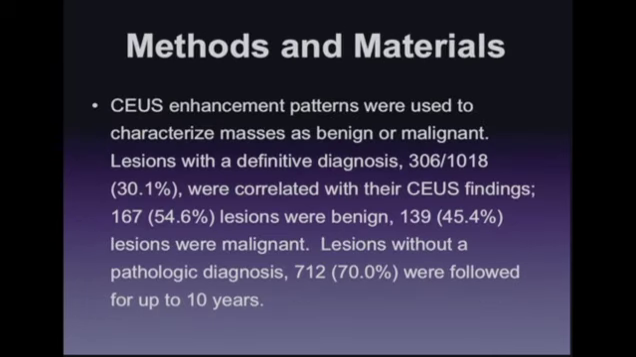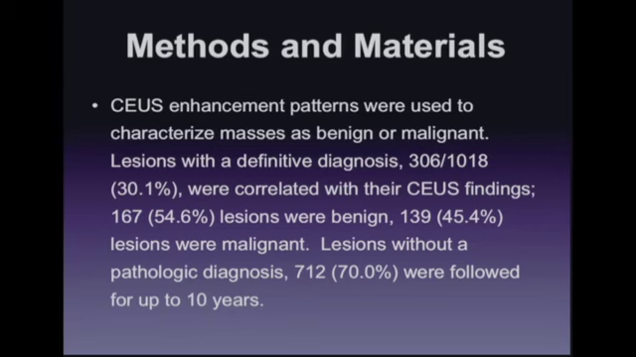The contrast-enhanced ultrasound enhancement patterns were used to characterize masses as benign or malignant. Lesions with a definitive diagnosis, by that I mean they were biopsied or a definitive diagnosis was able to be made on MR and CT, such as macroscopic fat in the lesion as an angiomyolipoma, numbered 306 out of the 1,018 lesions, or 30%. These were correlated with their ultrasound-enhanced findings. We had another 167 lesions that were benign in that category, and we had 139 lesions that were malignant.